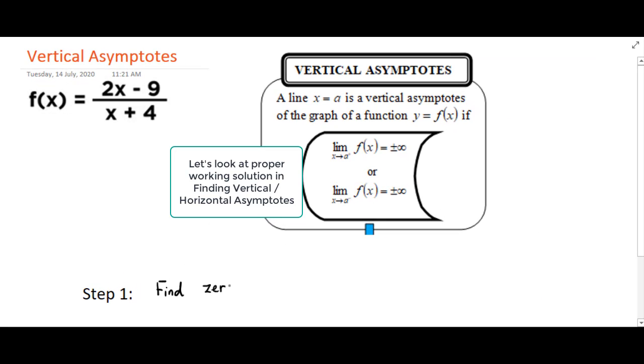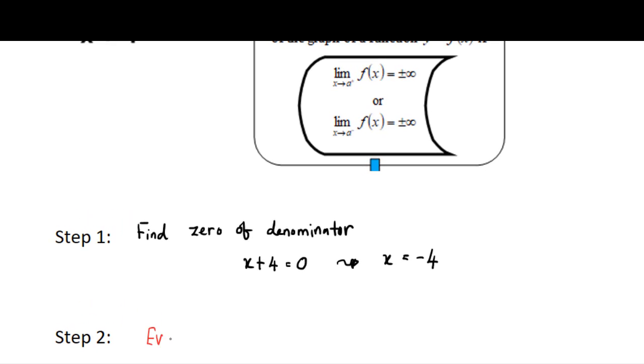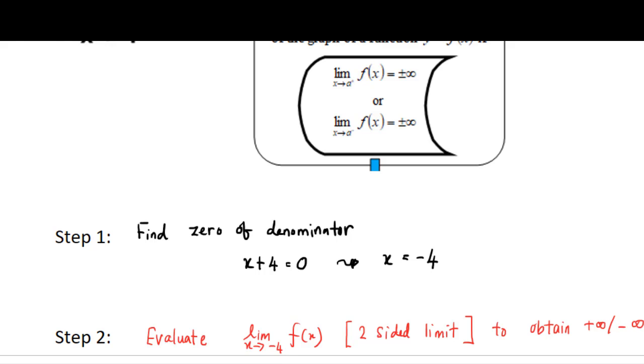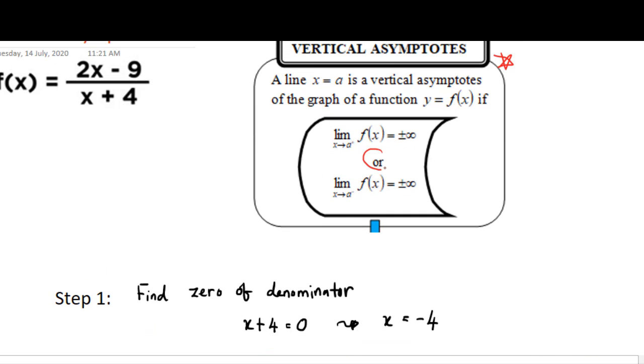Step 1, we need to find the zero of the denominator. Based on this question, x plus 4 equals 0, so we get that x is equal to -4. After we get the zero of the denominator, we need to evaluate the two-sided limits. This is to determine whether we can obtain the infinite limit based on the definition of vertical asymptote.